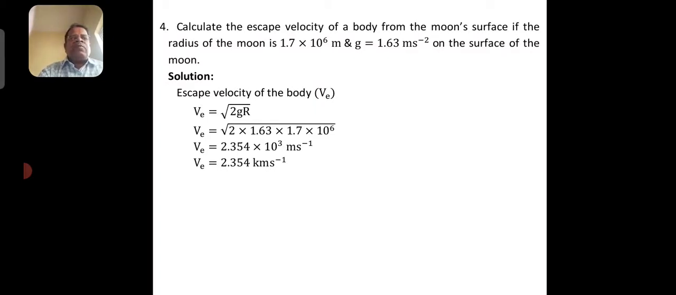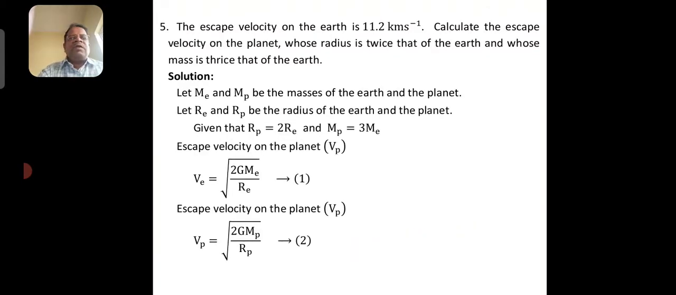Acceleration due to gravity on the moon is 1.63 and radius of the moon is 1.7 into 10 to the power 6. Substitute and simplify, we get v equals 2.354 km per second. Go through the fifth problem. Escape velocity on the Earth is 11.2 km per second. Calculate the escape velocity on the planet whose radius is twice that of the Earth and whose mass is thrice that of the Earth.